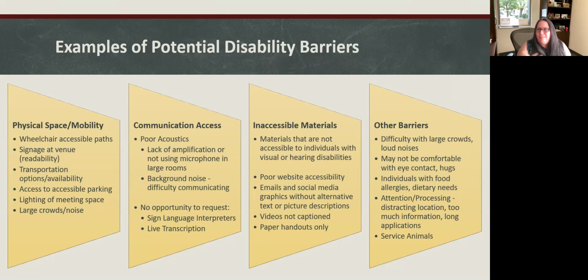The background noise, sometimes you don't have control over that, but how do you make sure that you get that background noise to be minimal so that if somebody does have a hearing impairment, they will be able to hear that, or if they have some sort of auditory processing disorder, it'll be less of a barrier.